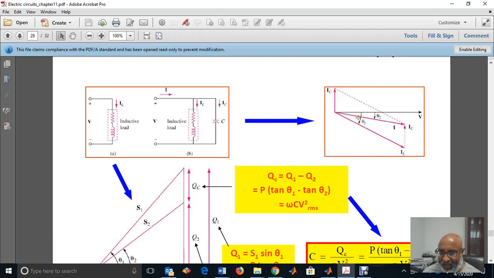So if we see I, it becomes smaller than IL, which means the current reduced. So the energy consumption reduced and the power factor is corrected. That means.